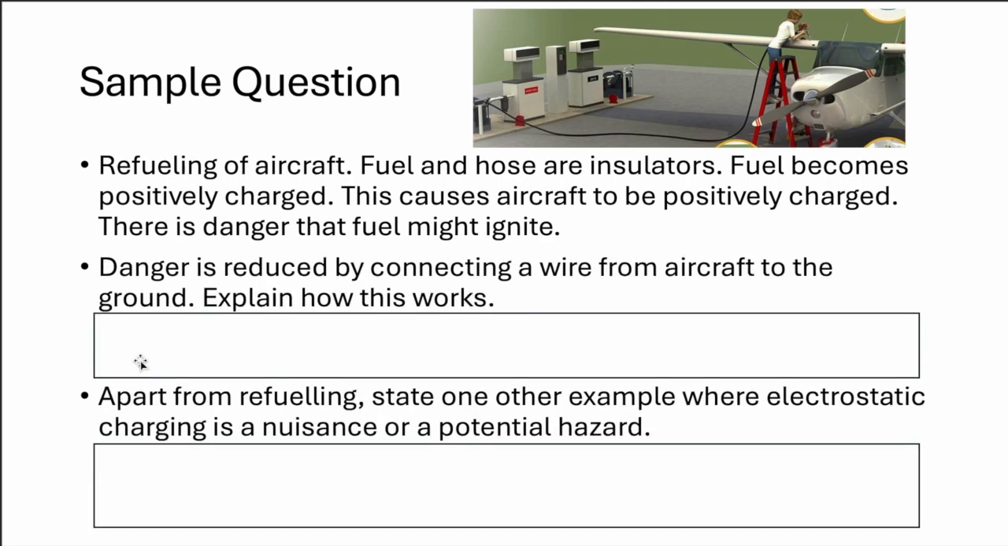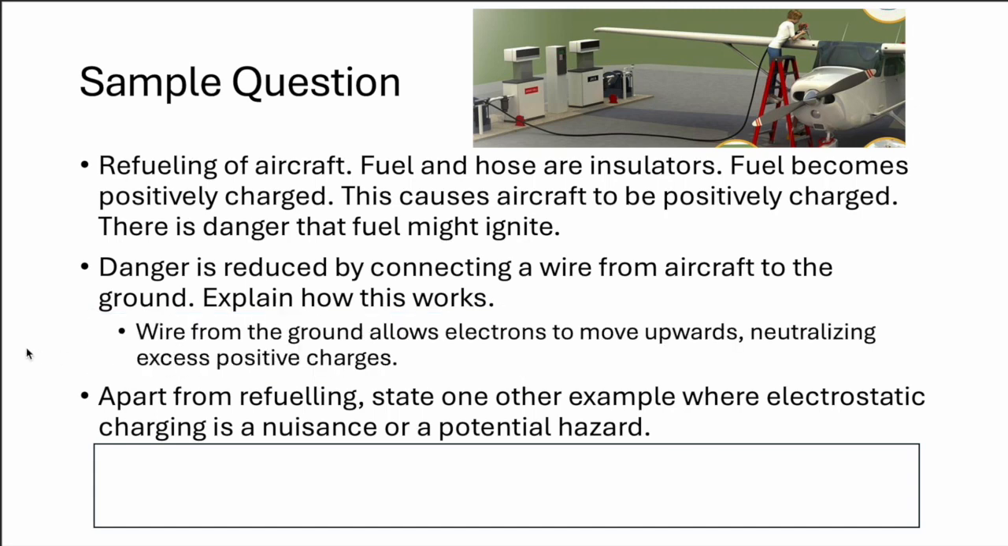Danger is reduced by connecting a wire. Explain how this prevents buildup. So this wire to the ground allows spare electrons from the ground to move upwards to neutralize the positive charges, to prevent a buildup of lots of positive charge.